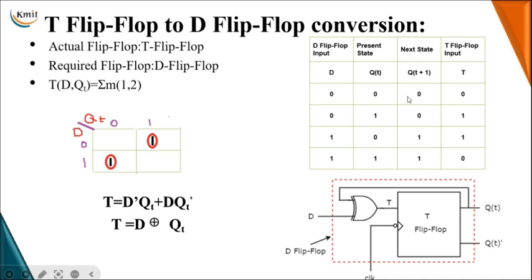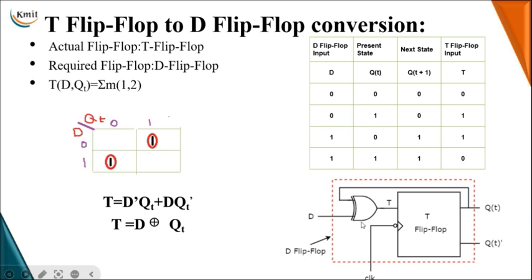Based on the excitation table and the state transitions, we write the values of the toggle input. For 0 to 0, T is 0; 1 to 0 is a toggle, so the T input is 1; 0 to 1 is a toggle, so the T input is 1; 1 to 1 there is no change in the output, so it is 0. Now T is written in terms of standard SOP: T equals D bar Qt plus D Qt bar, or D Qn bar. So it is the exclusive OR of D and Qt.